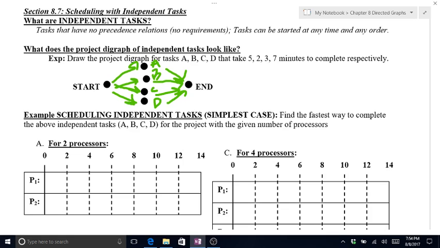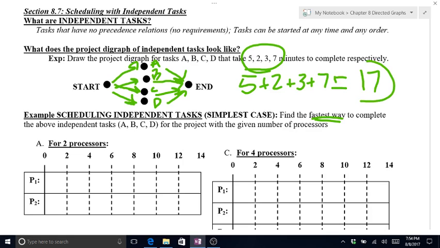Okay. Scheduling independent tasks. How do I schedule them in the shortest amount of time? We want to find the fastest way to complete the above tasks for the project with the given number of processors. Okay, so the way we do this is think about the total amount of time it takes to complete these tasks. So, task A, B, C, and D said it took 5 minutes, 2 minutes, 3 minutes, and 7 minutes to complete. Okay, so that's a total of 17 minutes.